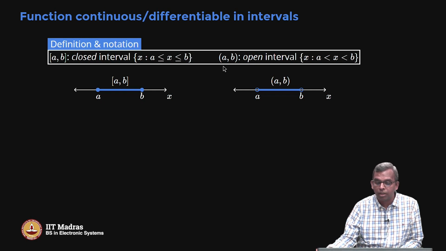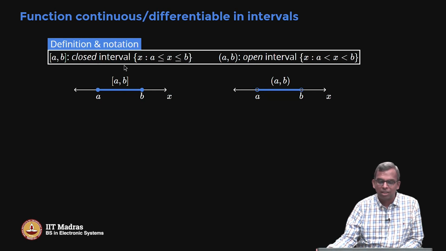You also have the parenthesis a comma b. It's not square brackets, it's curved brackets. This is square bracket, this is just bracket. Bracket a comma b is the open interval. Usually people say the open interval a comma b. Here, this is the set of all x such that a is less than x, less than b. So this open interval includes all the points in the closed interval except a and b. A is not included, b is not included. I've shown that by these open circles here.